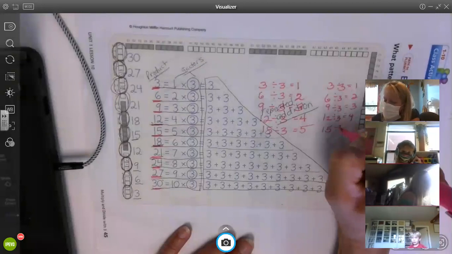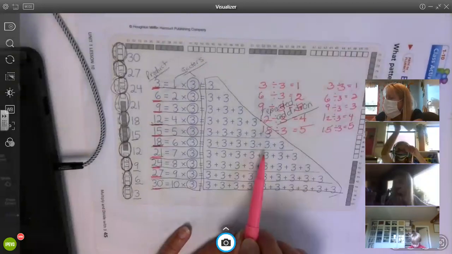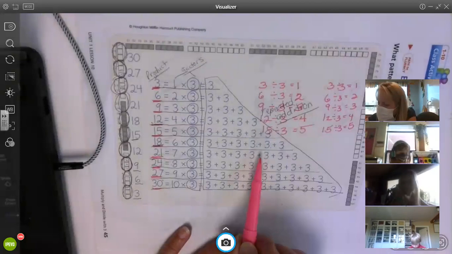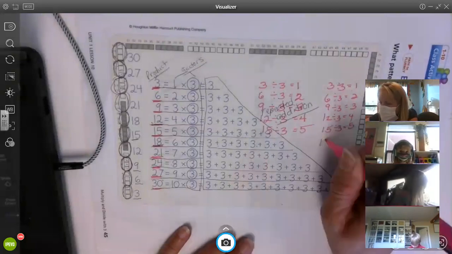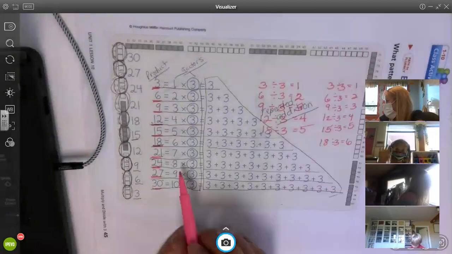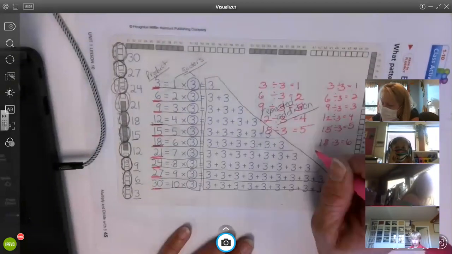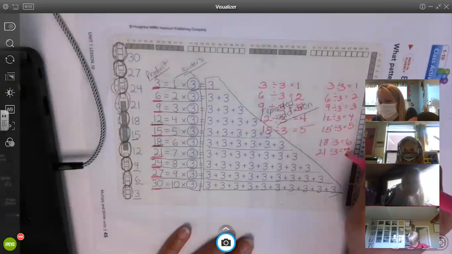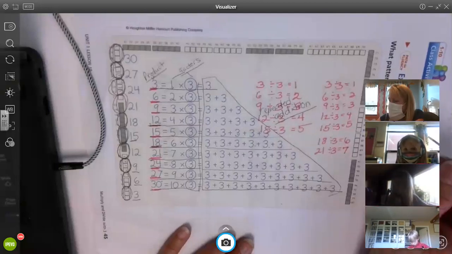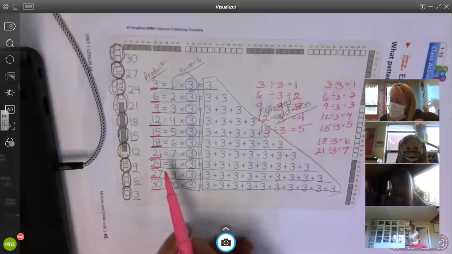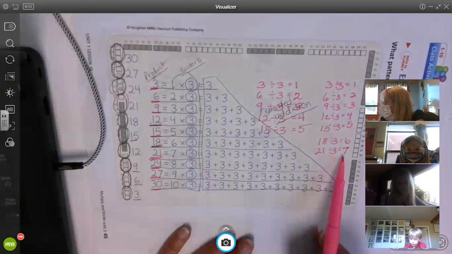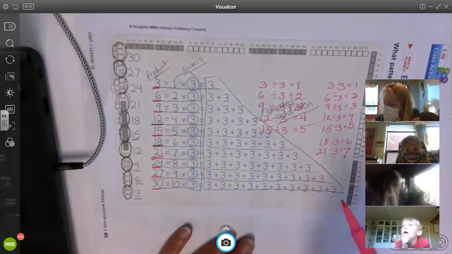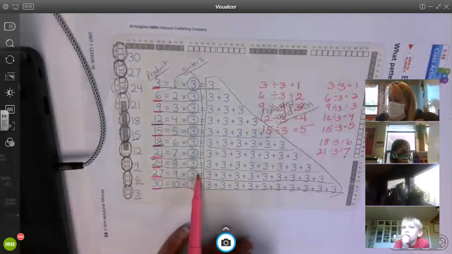Okay, if 18 equals 6 times 3, Henrik, 18 divided by 3 equals what? Excellent. If 21 equals 7 times 3, August, then 21 divided by 3 equals, look up here, if 21 equals 7 groups of 3, then 21 divided by 3 equals, you're just doing the inverse, right? They're a fact family, they're related. Excellent. 24 equals 8 times 3. So Ellie, 24 divided by 3 equals what?